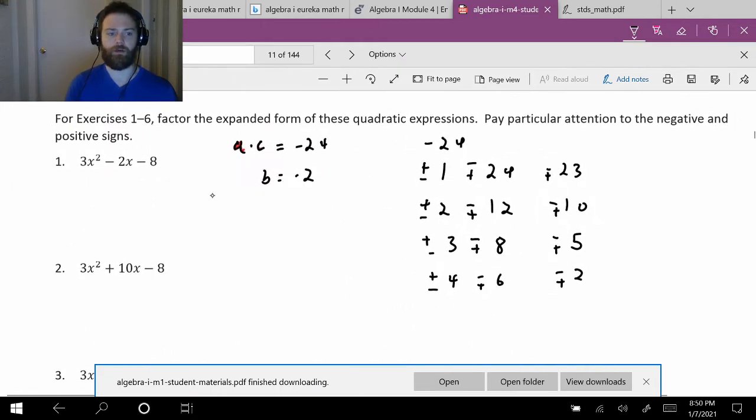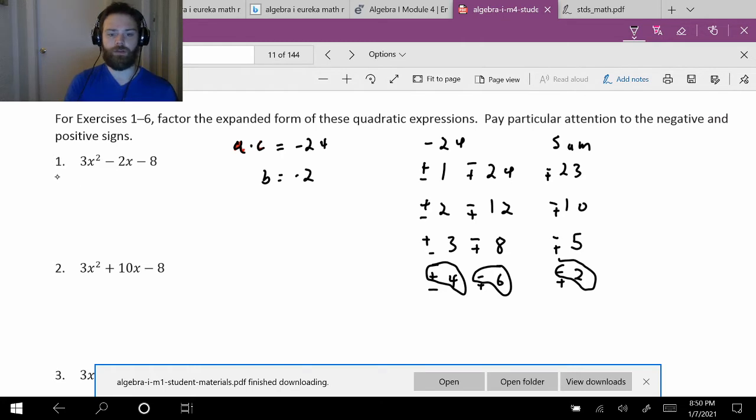So the pair that works is actually going to be 4 and negative 6. So you see that positive 4 and negative 6 multiply to be negative 24, which is your a times c, but they add to be your b term. Okay, so that's what we wanted. We wanted factors of negative 24, or a times c, that added to be b. So we found the two numbers.